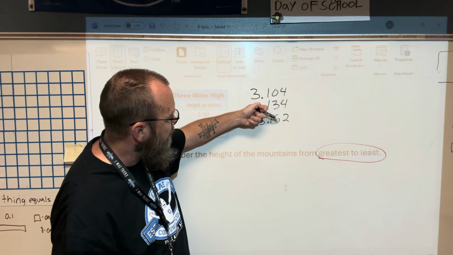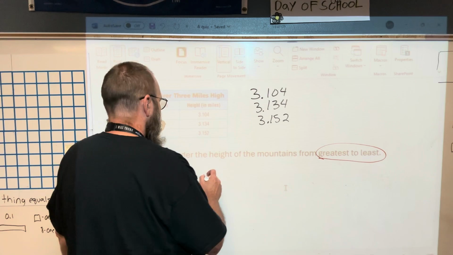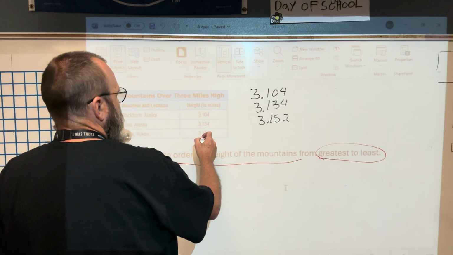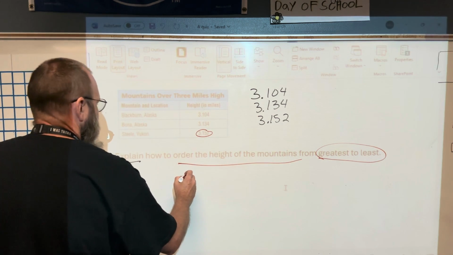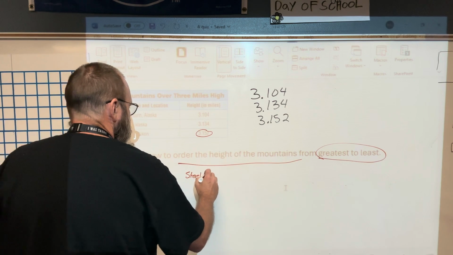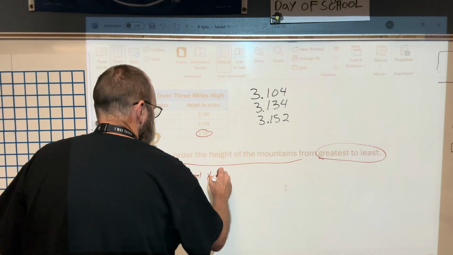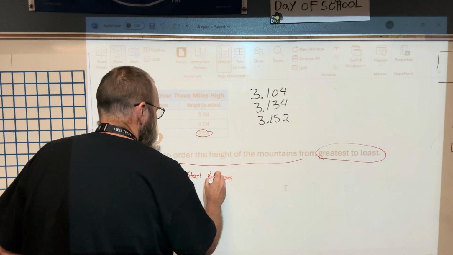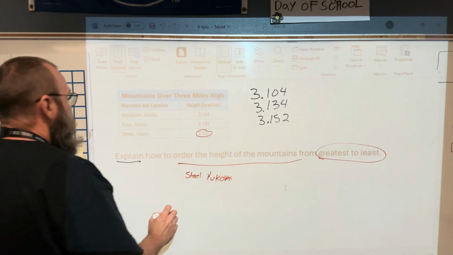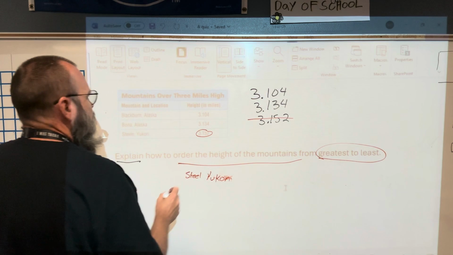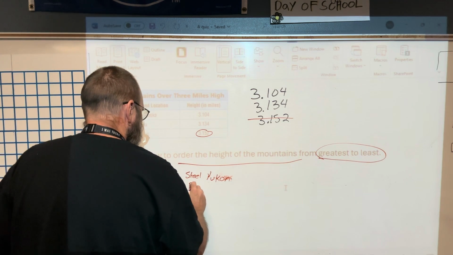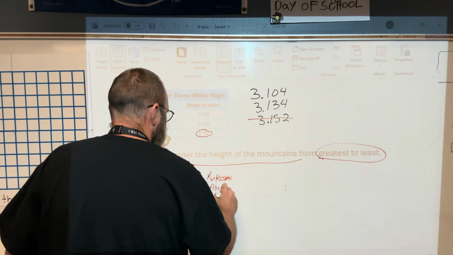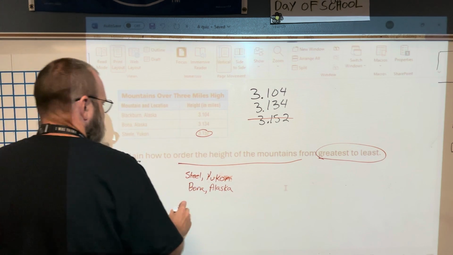We're going from greatest to least. I have a 0, I have a 3, and I have a 5. Well, 5 is the greatest. And it says to order the heights of the mountains. So the one with the 5 is going to be Steele, Yukon, followed by 3.134, Bona, Alaska, followed by Blackburn, Alaska.